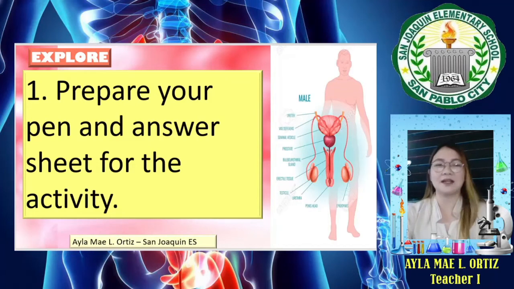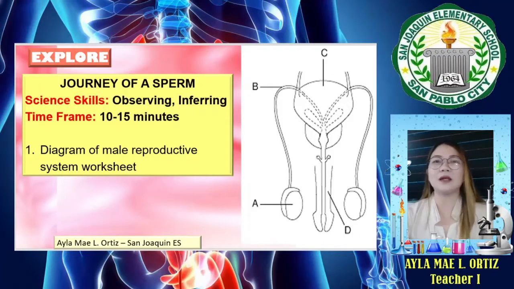Okay, let's start. So the title of our activity is The Journey of a Sperm, and the science skills is observing and inferring. I will give you 10 to 15 minutes in doing this activity. So first, what you need to do is to trace the path of the sperm from the testis to its release to the urethra. After that, you need to explain your work. So lastly, after completing this task, I will give you another 5 minutes to read the text about the male reproductive system in your module.